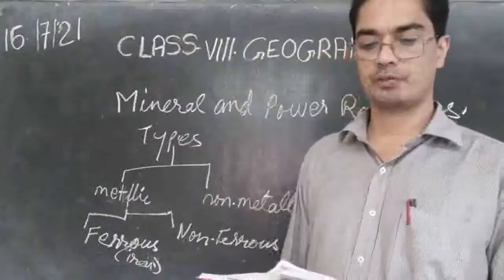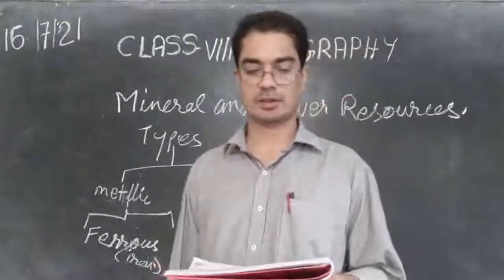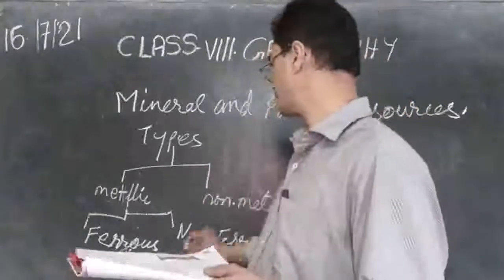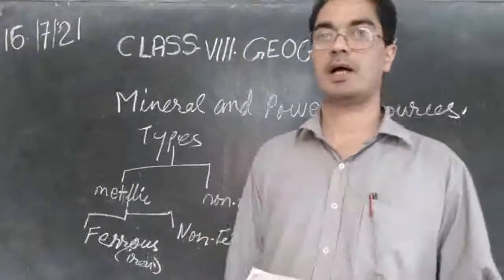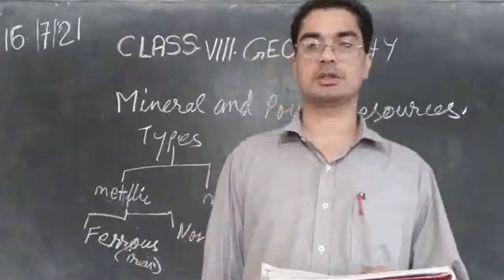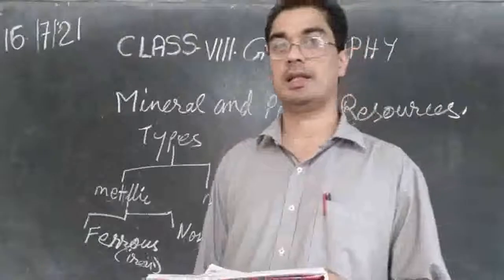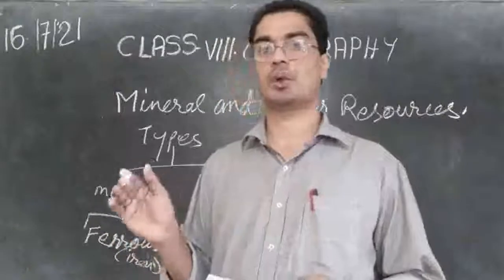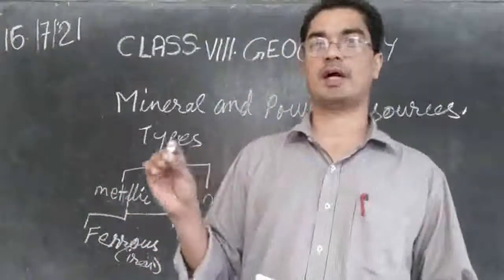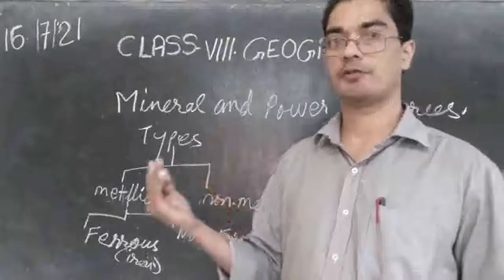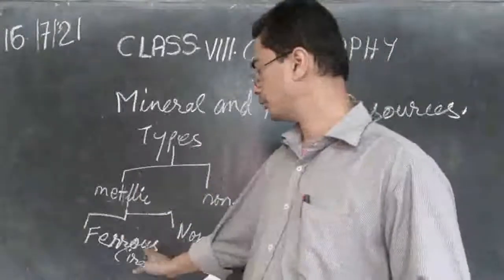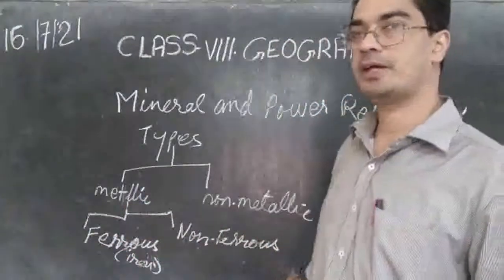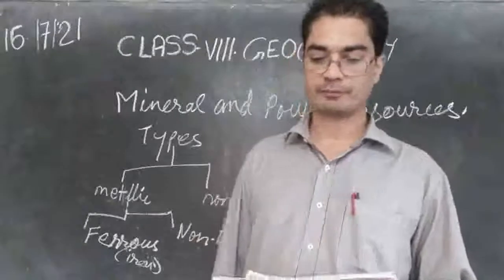Then non-ferrous metals do not contain iron in them. So non-ferrous means they don't contain iron. For example, gold, silver, copper, lead, and so on. These are different types of metals. In them iron content is not there at all, not even a little bit. They are completely different metals. So we categorize them into minerals that have iron and minerals that do not have iron. That is how we divide them.